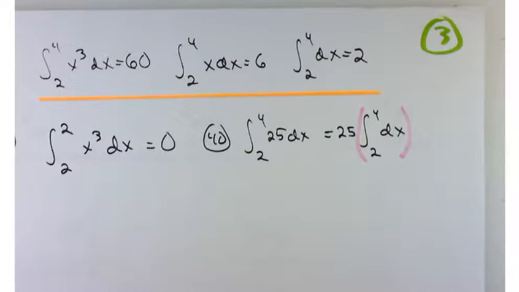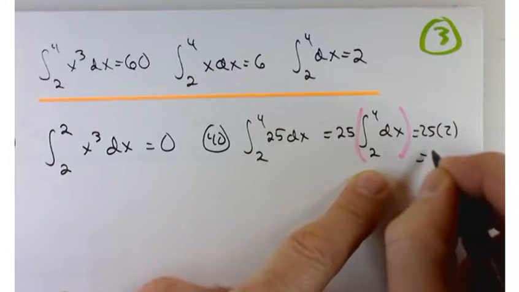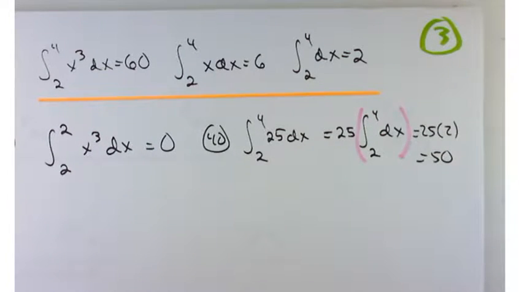But how does that help me calculate the answer in problem number 40? Yeah, this much is given. So this is really 25 times 2, which is 50. Yay. There's your answer.